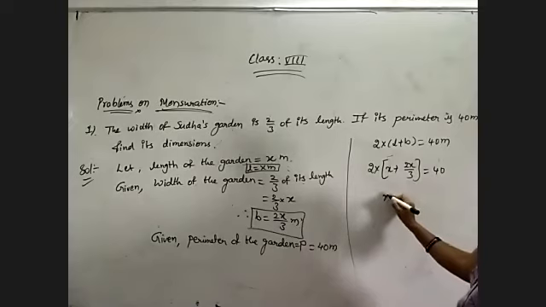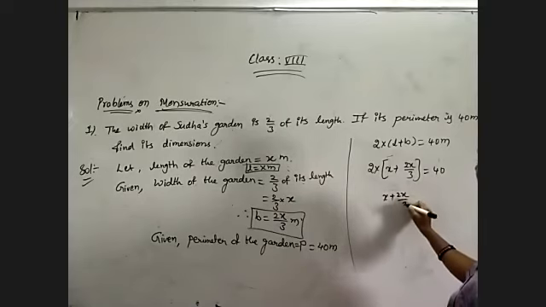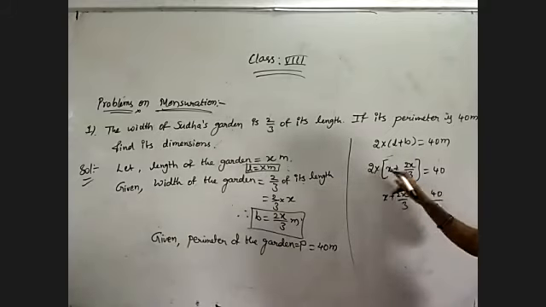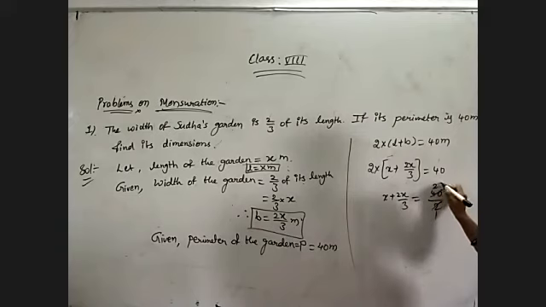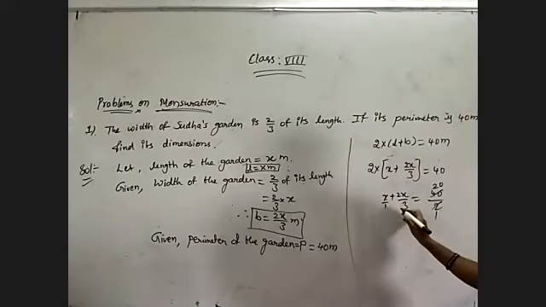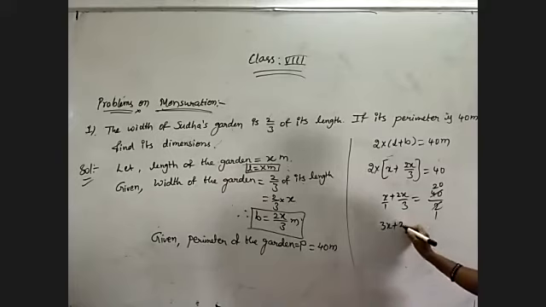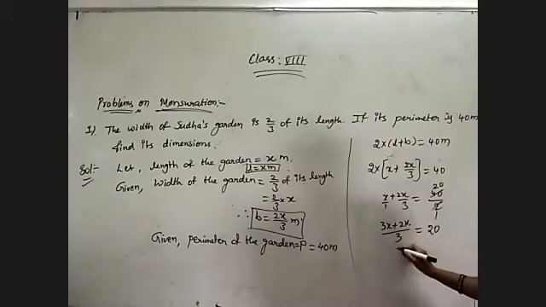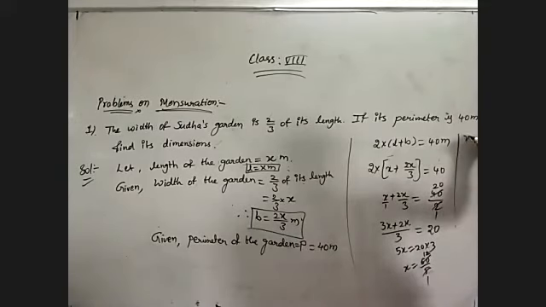So simplify. x plus 2x/3 is equal to 40/2. This 2 I am bringing to this side, so into becomes division. 2 twos are 4, 2 twenties are 40, so it is 20. Now go with the cross multiplication here. 3 into x, 3x, plus 1 into 2x, 2x, divided by 3 into 1, 3, is equal to 20. Now bring this 3 to this side. 3x plus 2x, 5x, is equal to 20 into 3. So x will be equal to 60/5. 5 ones are 5, 5 twos are 10. So x is equal to 12 meters.